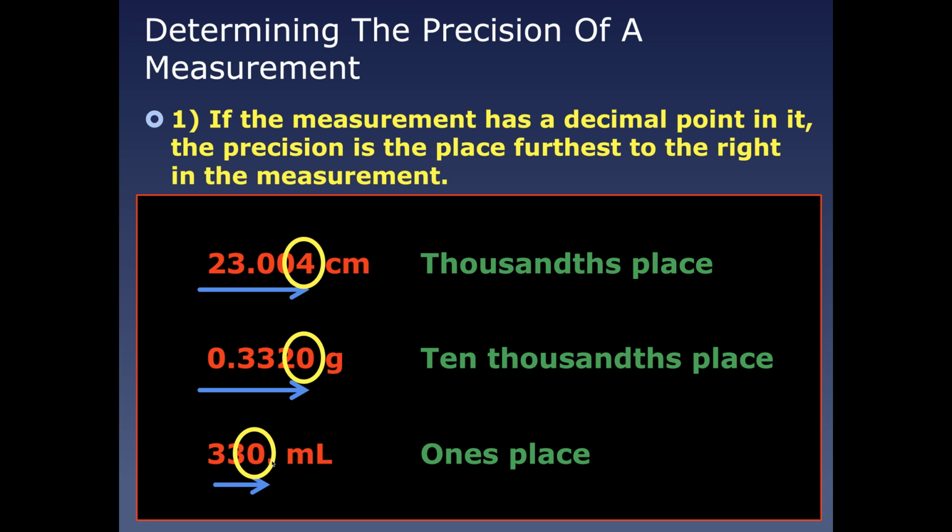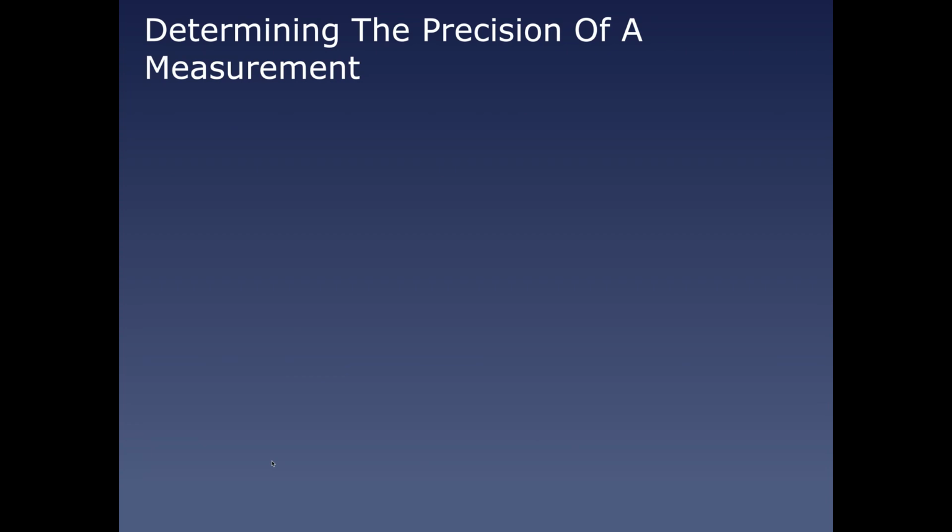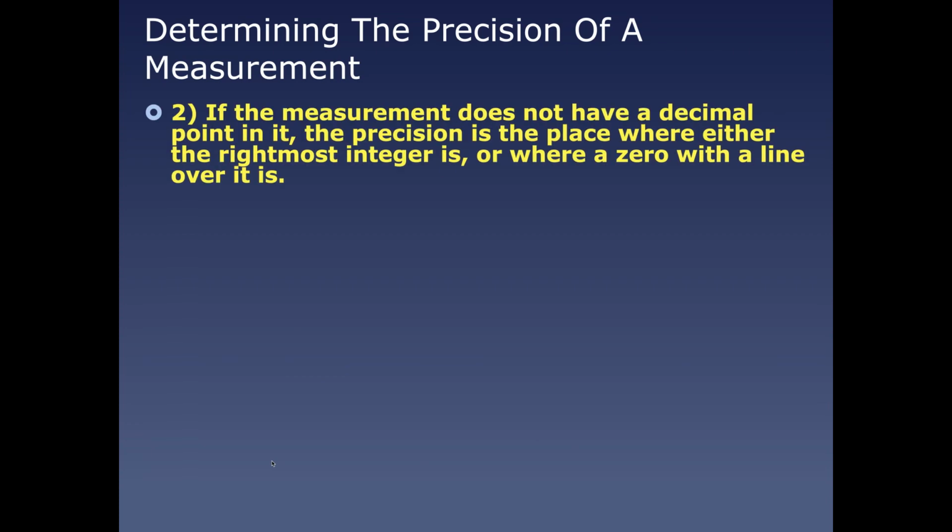So what if there isn't a decimal point in the number? Well, if there's not a decimal point, then the precision is either where the integers run out as you go from left to right, or if you want to show that a zero was measured and not a placeholder, we put a line over that zero to show that it was measured.